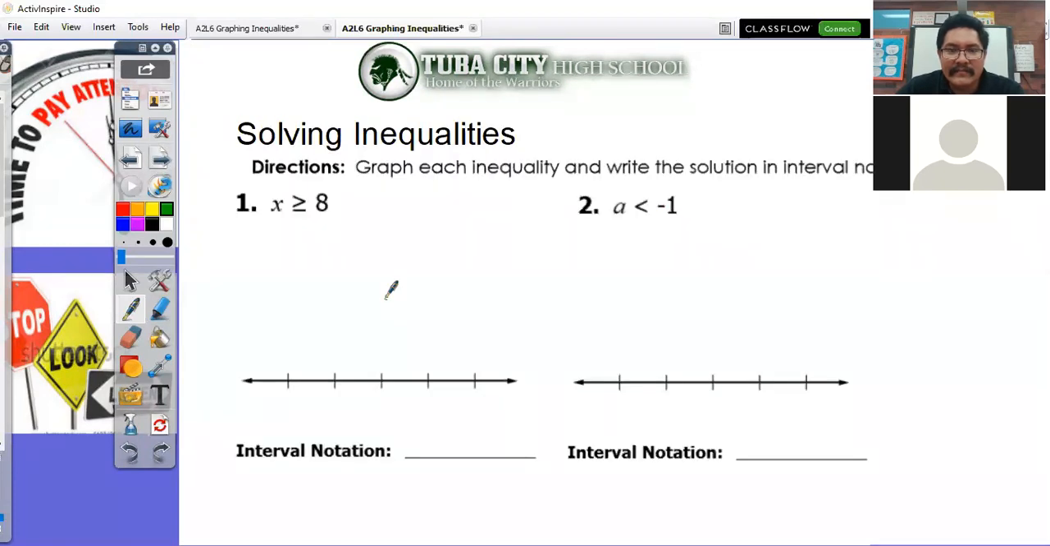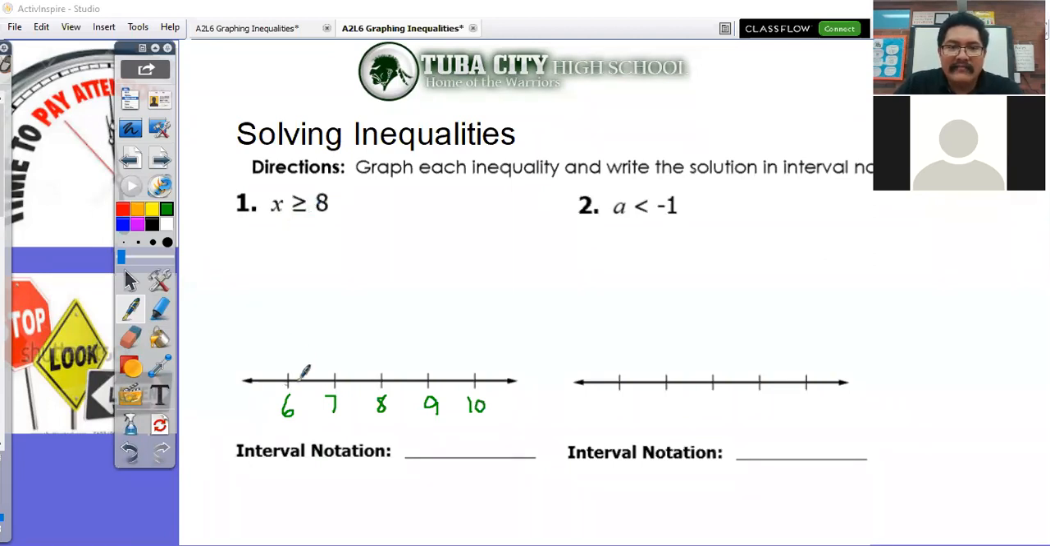So let's go ahead and get some exercises just to get into the habit of seeing what different things can happen. So let's just graph some of these. My first one is x is greater than or equal to 8. Okay, so to graph it, I'm going to go 6, 7, 8, 9, 10. Your graph must include the number that it is marked from. So I need to mark it at 8.